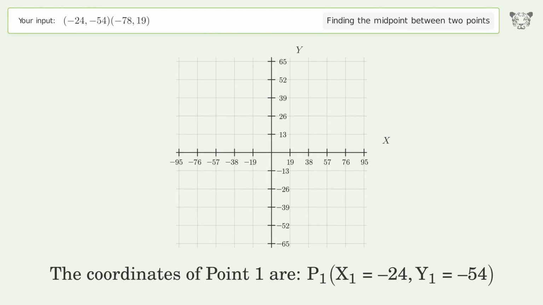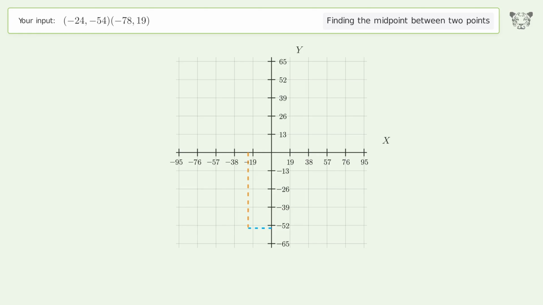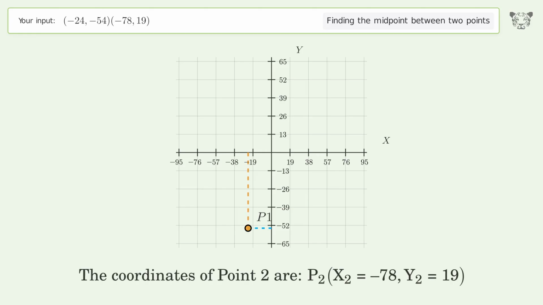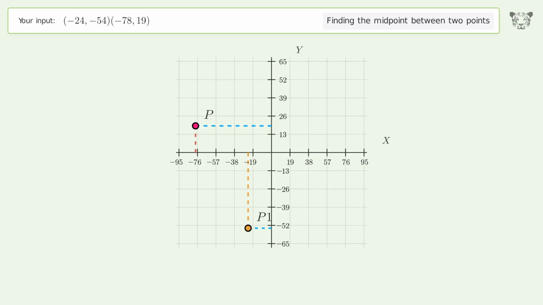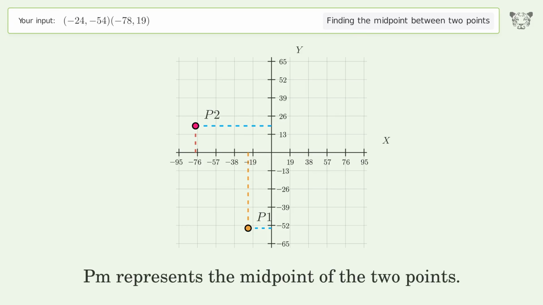The coordinates of point 1 are x1 equals -24, y1 equals -54. The coordinates of point 2 are x2 equals -78, y2 equals 19. PM represents the midpoint of the 2 points.